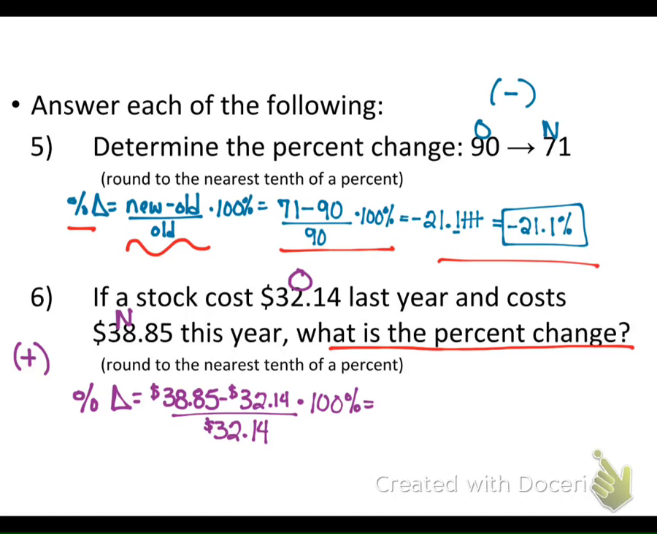What's the long number you get? 20.87741. Okay, now our directions tell us we're going to round to the nearest tenth of a percent. What number's in my tenth spot? 8. Everything else I'm going to drop.